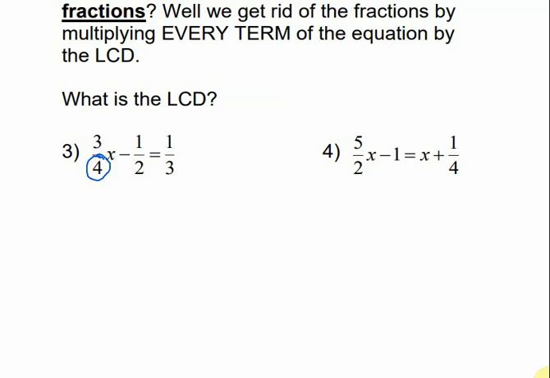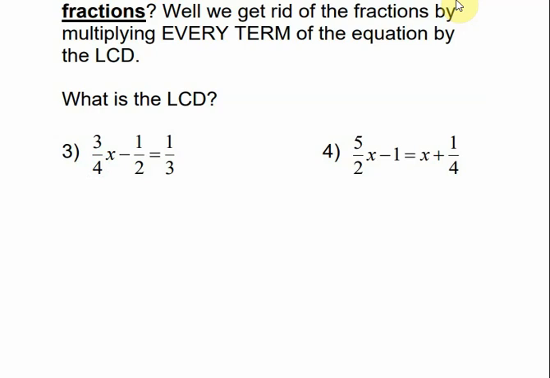Well, 2 can divide into 4, but 3 can't. So then if I multiply 4 by 2, I get 8. Again, 2 can divide into 8, but 3 can't. So now I'm going to multiply 4 times 3, and I would get 12. Okay, 2 can divide into 12, and so can 3. And of course, we know 4 can. So 12 would be my least common denominator.